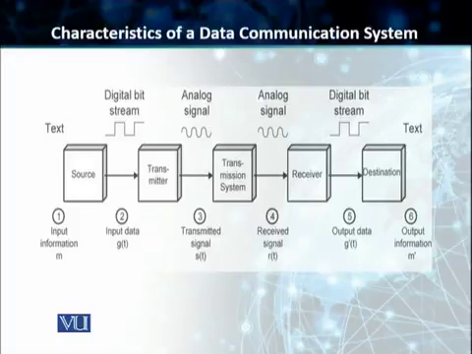So the email in the form of a text that you transmitted from the source got converted to a digital bit stream, got converted to an analog signal so that it can be transmitted over a transmission medium, got converted into the digital bit stream again by the receiver, and then that digital bit stream is converted into the text or the email that is received in the form of an output information M dash by the receiver.